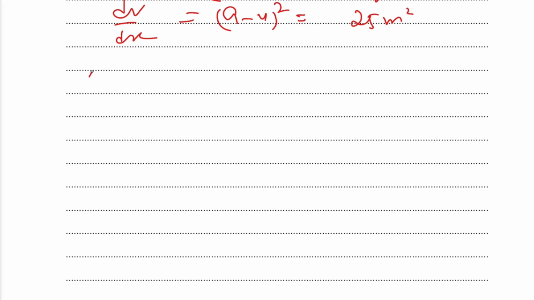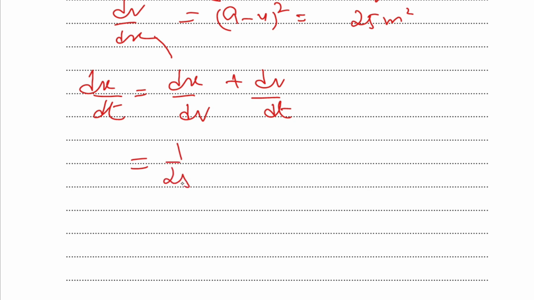Now using our chain rule, dx by dt will be equal to dx by dV multiplied by dV by dt. The thing we have calculated here is dV by dx, but now we have to take the reciprocal of this term so that we can get dx by dV. It will become 1 over 25 multiplied by 3.6 meter cube per hour. So here we have meter cube, and we will get 0.144 meter per hour.